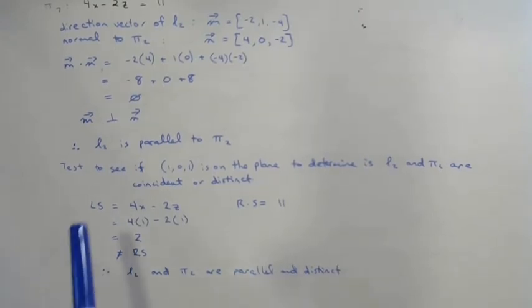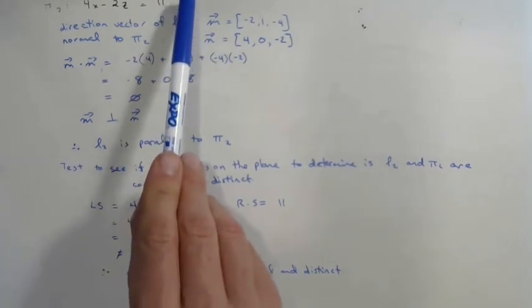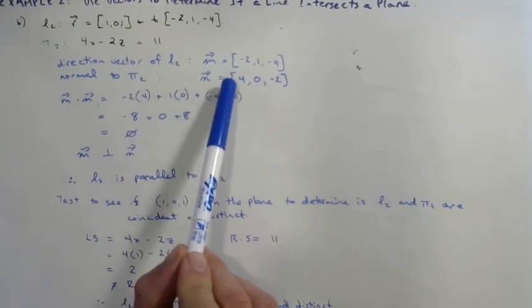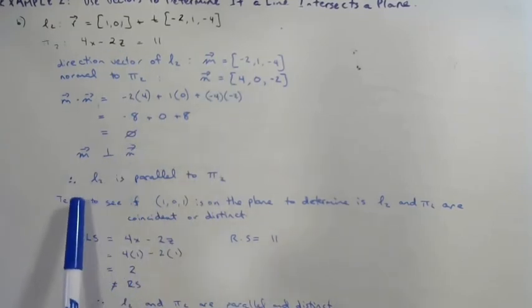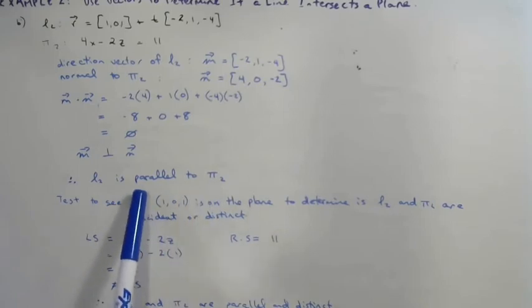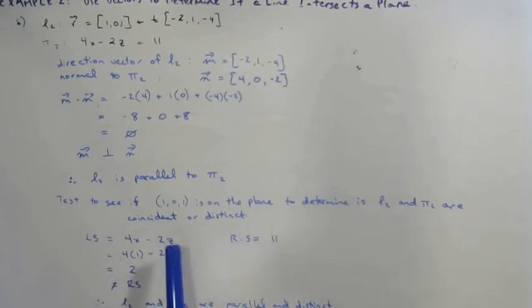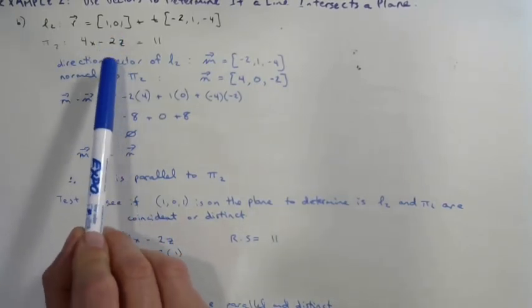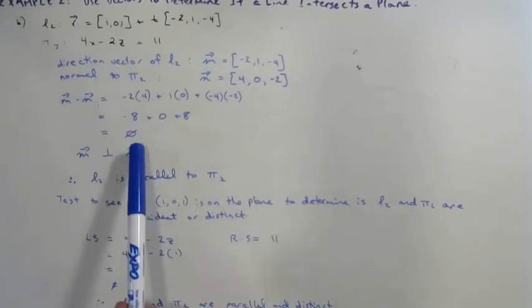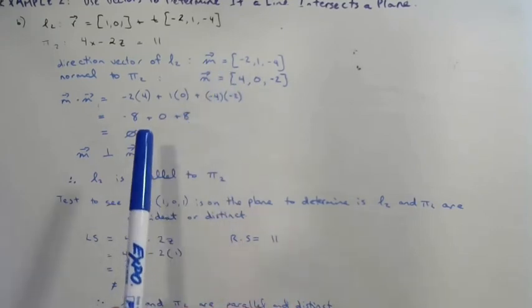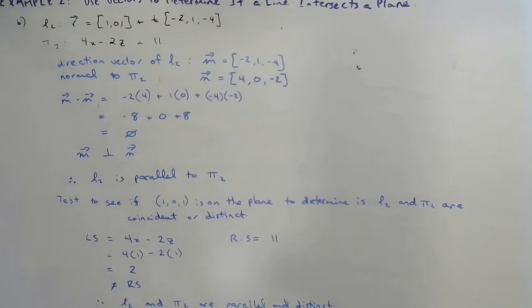So again, using the dot product of the direction vector from the line as well as the normal vector from the plane, if that comes out as 0, then the line and the plane are parallel. That didn't in this case tell us if they were distinct or coincident, so we had to do a little test of the point that we know from the line and see if it is actually on the plane. If this comes out as non-zero, then that means they are not perpendicular. The normal and the direction vector are not perpendicular, therefore the line will intersect the plane at some point.